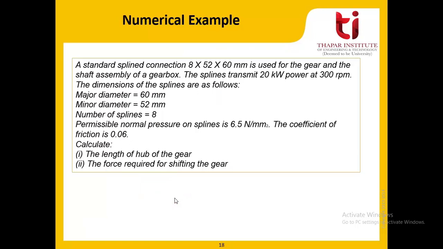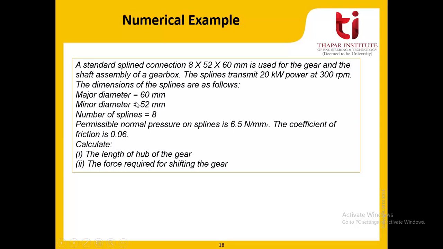Let us have a quick numerical example on the spline. A standard spline connection with 8 cross 52 cross 60 is used for the gear and shaft assembly of a gearbox. The spline transmits 80 kilowatt power at 300 rpm. So it clearly means when I am given power and rpm, I can evaluate the transmitting torque, right?